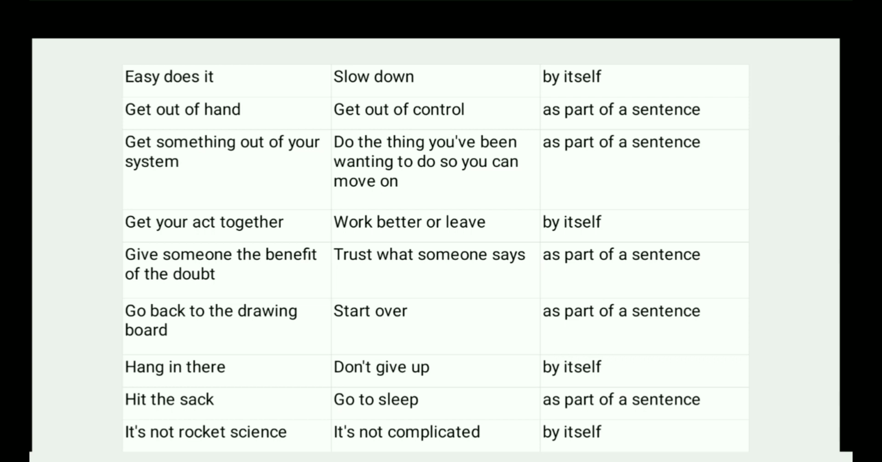The next is hang in there, means don't give up. You have to still work on it. The next is hit the sack, means go to sleep. The next is it's not rocket science, means it's not complicated, it's very easy.